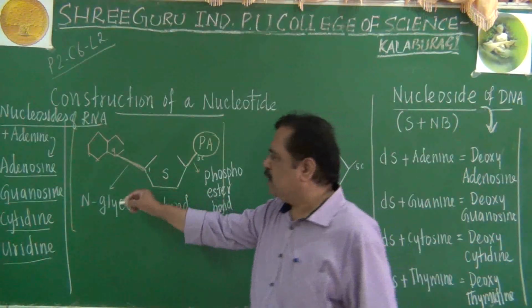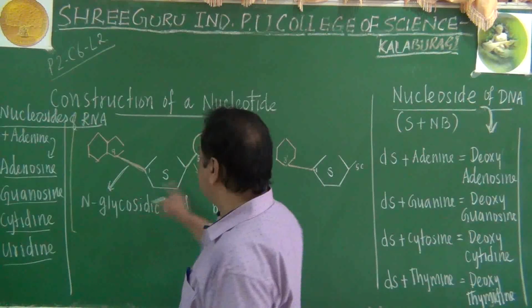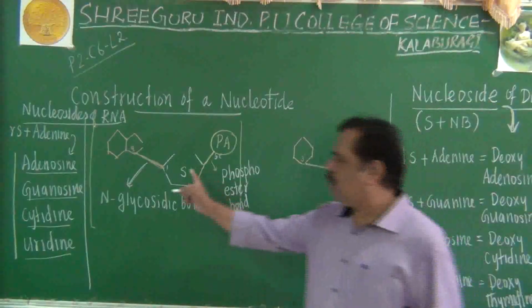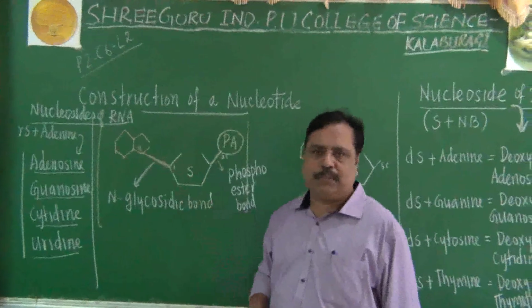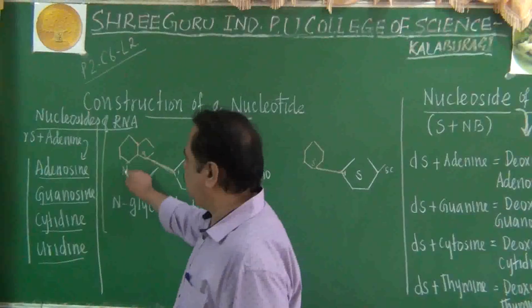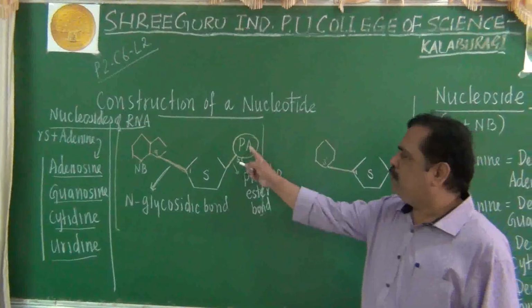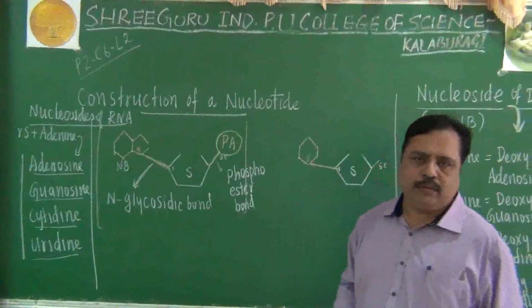One is the glycosidic bond, another one is the phosphoester bond. Where do we find the glycosidic bond? Between sugar and nitrogenous base. This is the nitrogen base. Where do we find the phosphoester bond? Between phosphoric acid and sugar molecule.